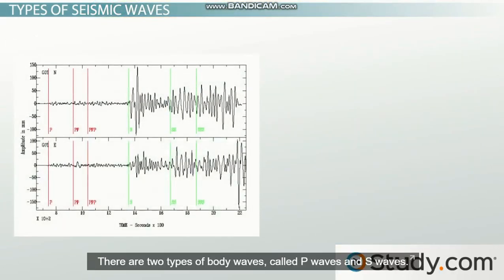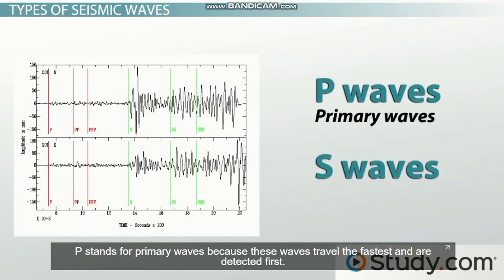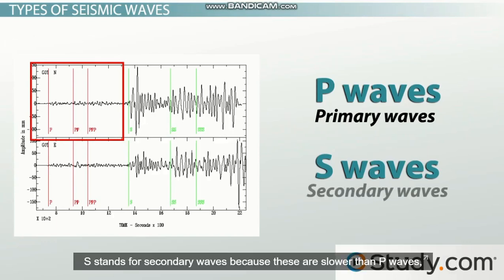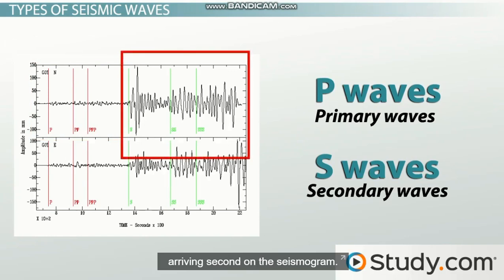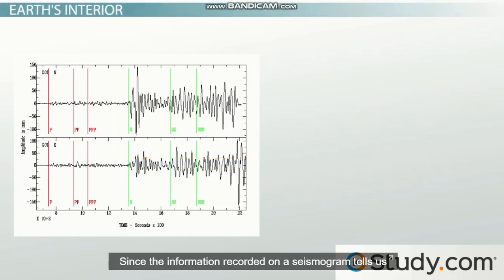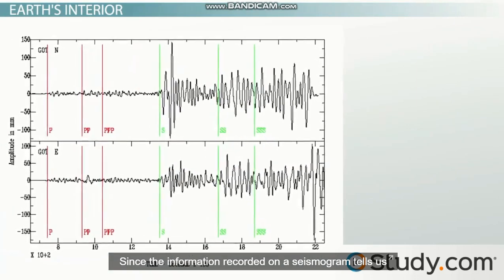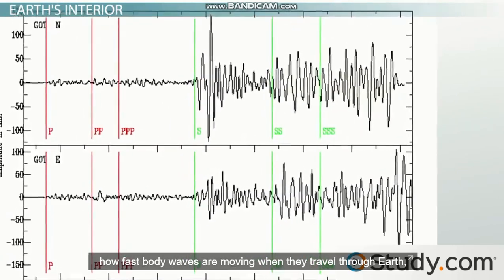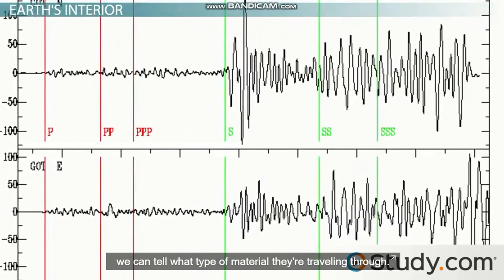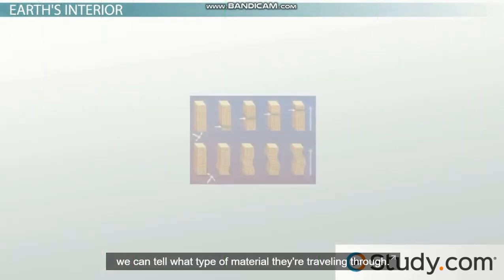There are two types of body waves called P waves and S waves. P stands for primary waves because these waves travel the fastest and are detected first. S stands for secondary waves because these are slower than P waves, arriving second on the seismogram. Since the information recorded on a seismogram tells us how fast body waves are moving when they travel through Earth, we can tell what type of material they're traveling through.